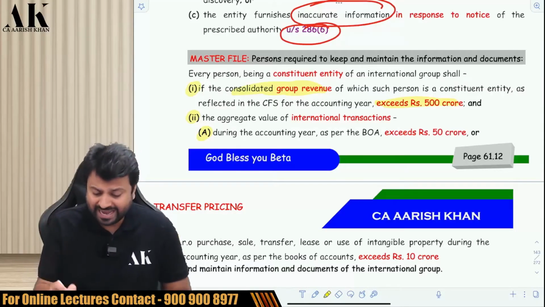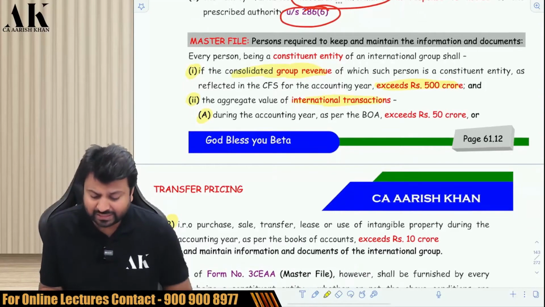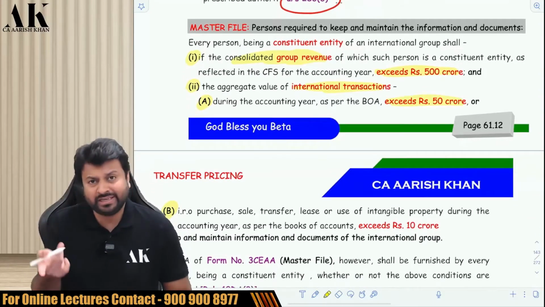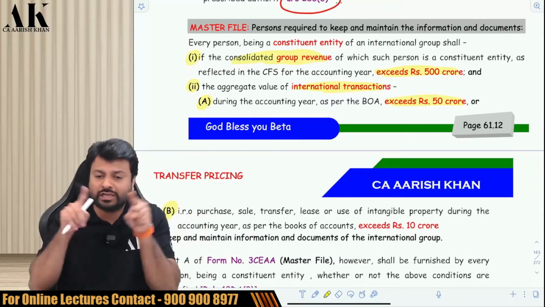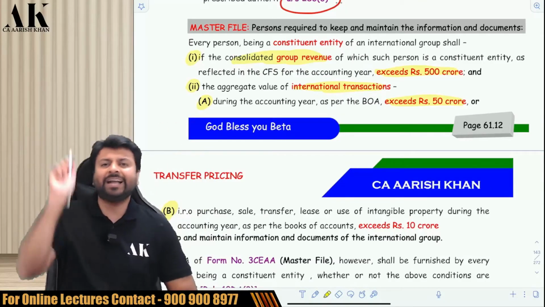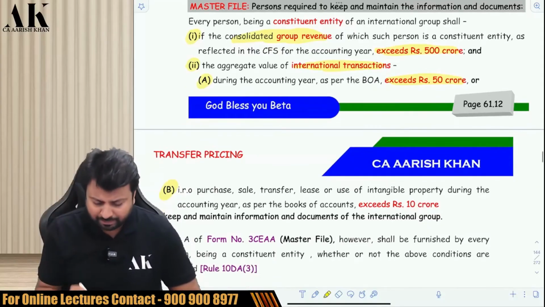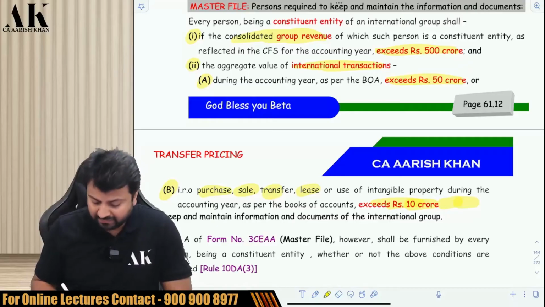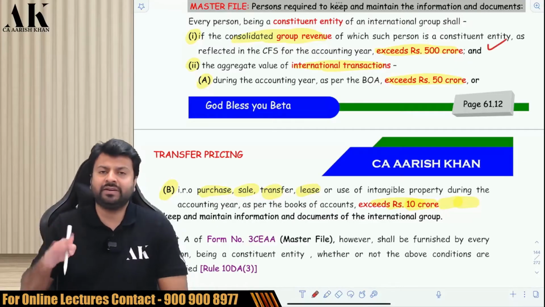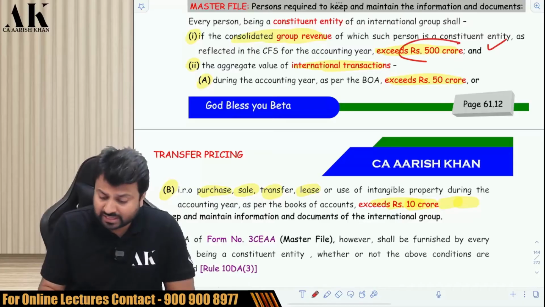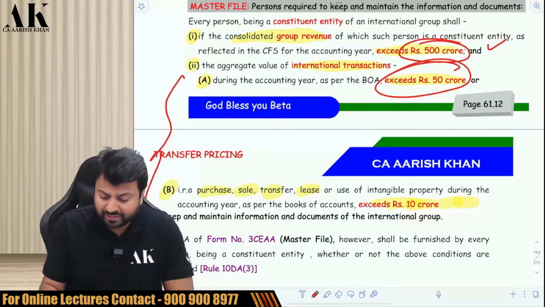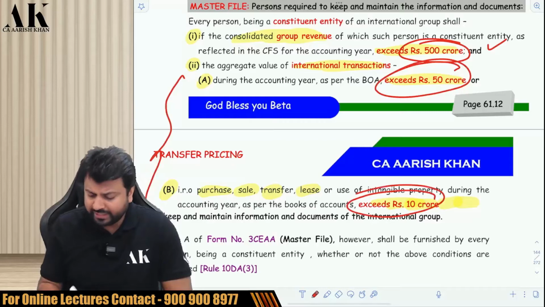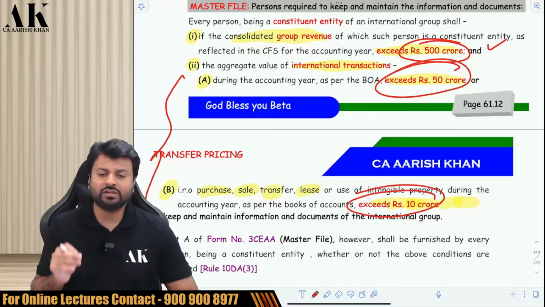And your value of international transactions during the year as per the books of accounts has to be either greater than 50 crore in aggregate, or if your aggregate international transaction is not greater than 50 crore, but either your sale is greater than 10 crore, or your purchase is greater than 10 crore, or your transfer is greater than 10 crore, or your lease is greater than 10 crore, you are liable for filing of CBCR. Along with what? Your global revenue should exceed 500 crore in the current year. Okay, be very careful. So this condition you have to fulfill. But out of these two, either the aggregate 50 crore should cross or individually 10 crore should cross. Okay, in that case, you have to file CBCR.